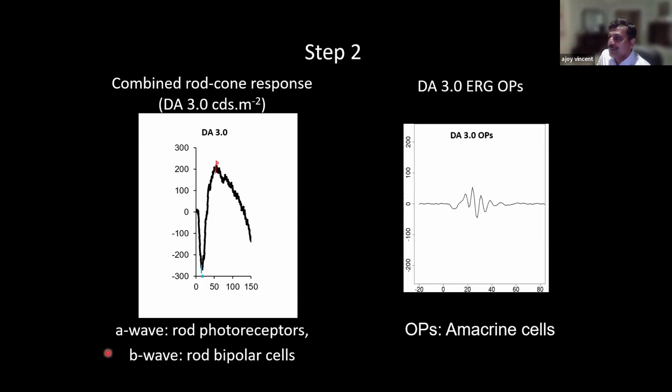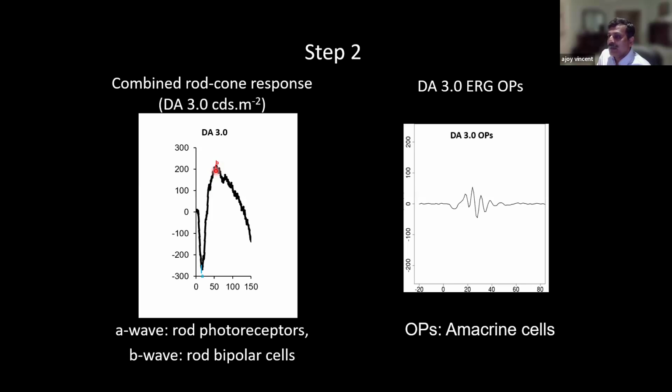Now, what is the typical waveform architecture? So if you look at the screen on the left, you see a response where there is an initial negative deflection, which is called the A wave, which comes from the rod photoreceptors predominantly. And then you have the B wave, which comes from the rod on bipolar cells.